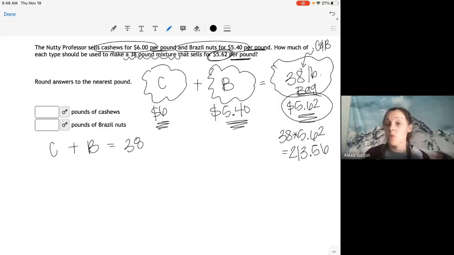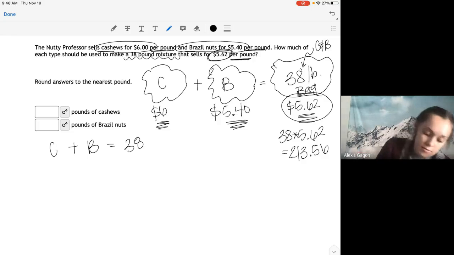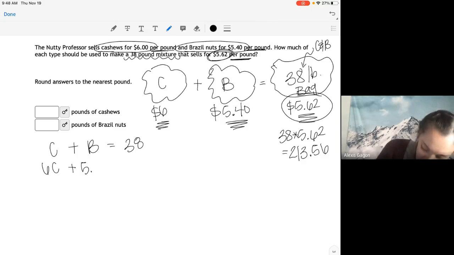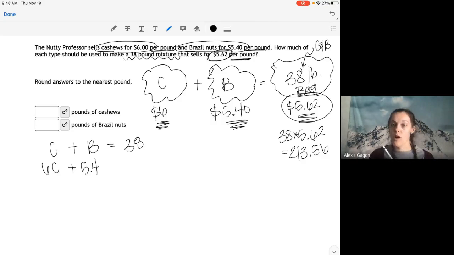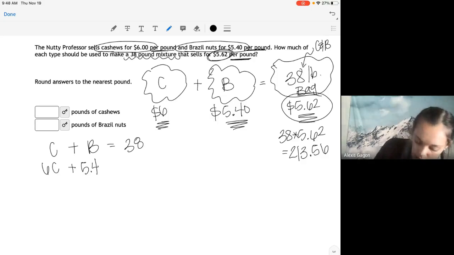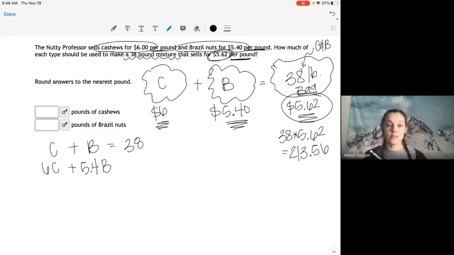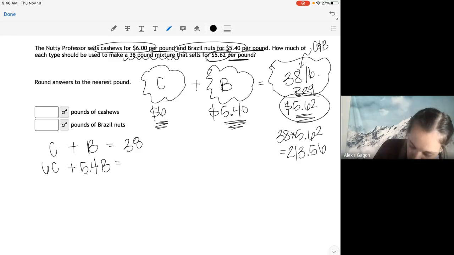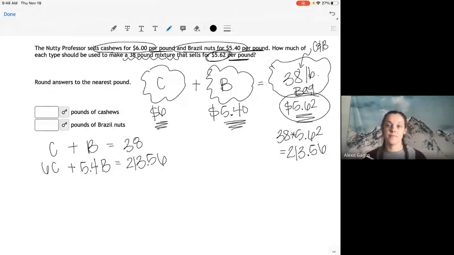So from that, now we can set up our second equation. So we have $6 per each pound of cashews plus $5.40, and I'm just going to put 5.4, that's the same thing, per each pound of Brazil nuts. And that is going to equal 213.56. Okay, questions with that?